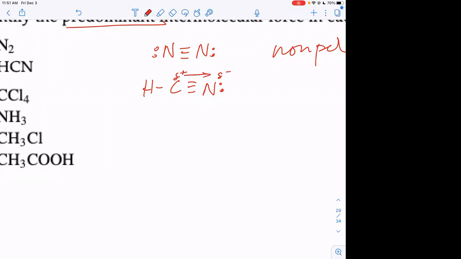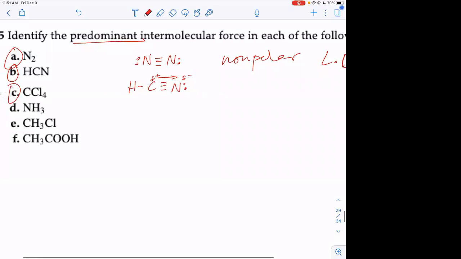It does have a lone pair on a nitrogen, but could it hydrogen bond with itself? No, because it does not have a donor. This hydrogen right here is not positively polarized because it's not bonded to an oxygen, nitrogen, or fluorine. It's bonded to a carbon. Okay, so this would only have what kind of intermolecular forces? Yes, dipole-dipole.